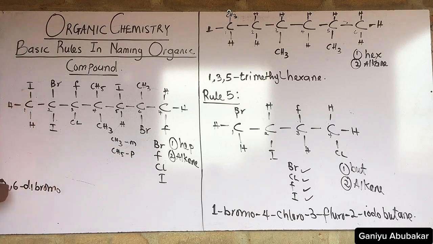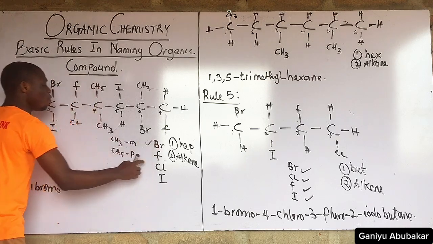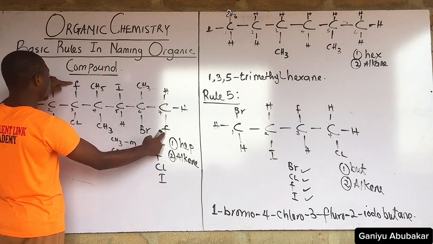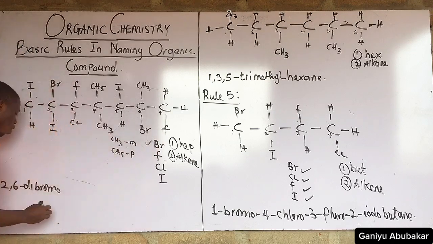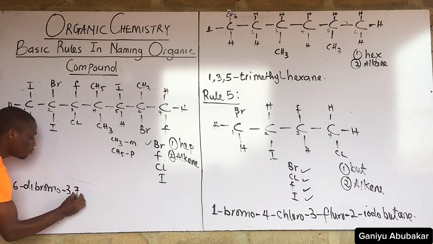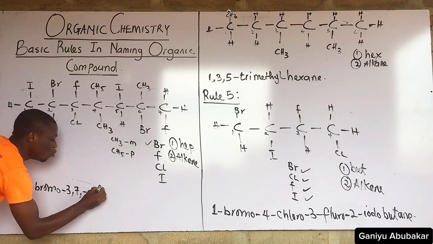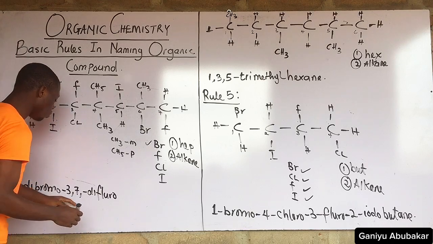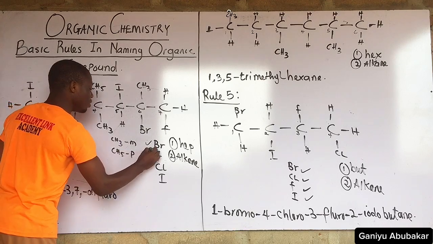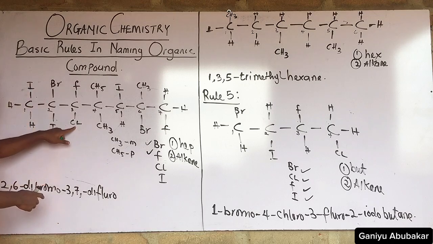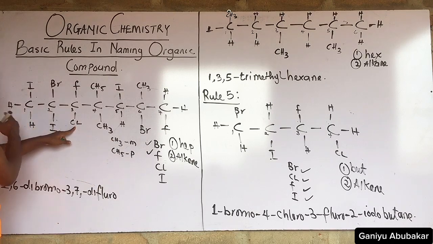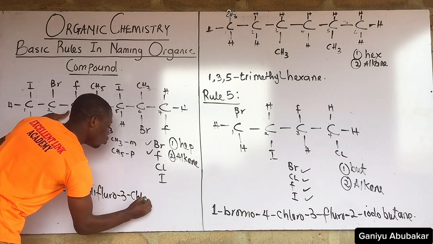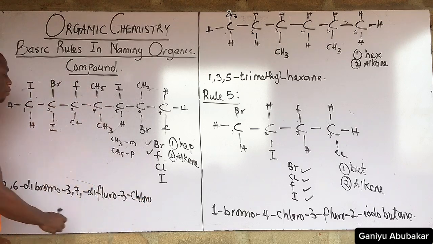Dibromo. So I'm done with bromine. Move to fluorine. How many fluorine? Fluorine and another fluorine. So this is 3 and 7. This becomes 3,7-difluoro. So I'm done with fluorine. Next up, chlorine. How many chlorine? Just 1 chlorine. What's the position? 3. That becomes 3-chloro. Alright, 3-chloro. I'm done with chlorine.